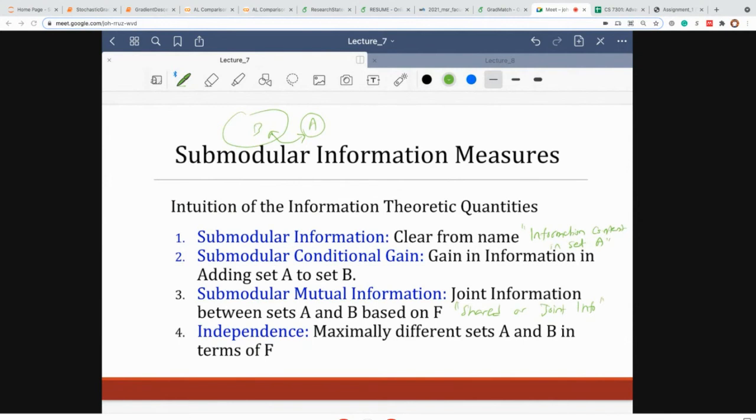Finally, there is one more interesting concept called independence. What I mean by independence is similar to statistical independence, but I'm calling this combinatorial independence. What we mean by combinatorial independence here is that we have two subsets A and B, and we are trying to achieve maximally different subsets A and B in terms of f. Essentially, the joint information between A and B must be 0.